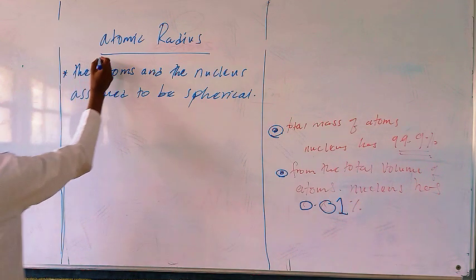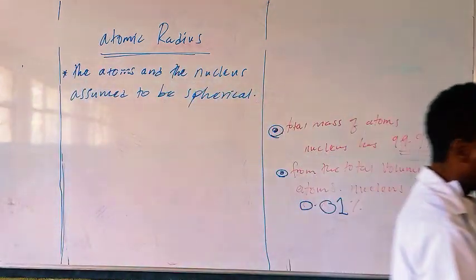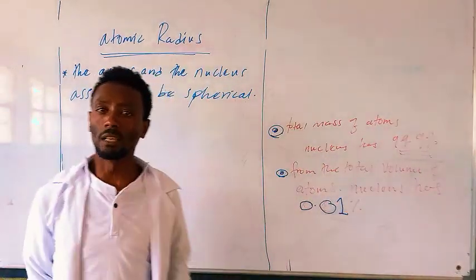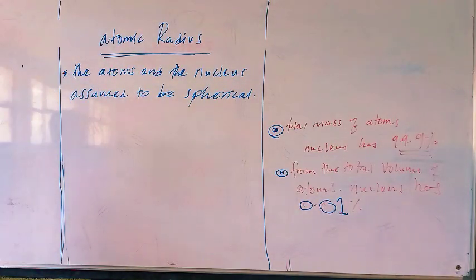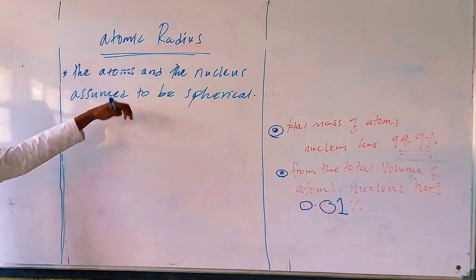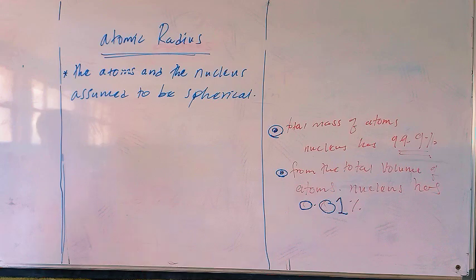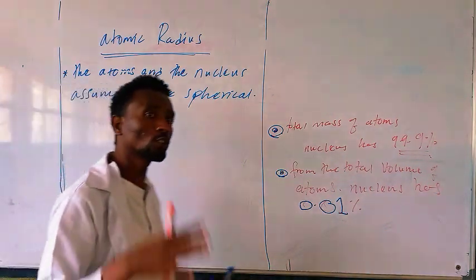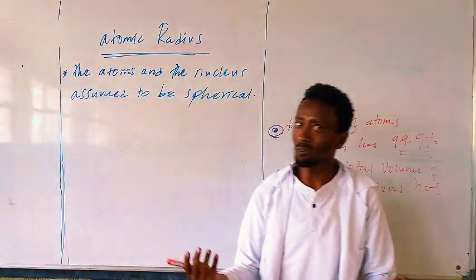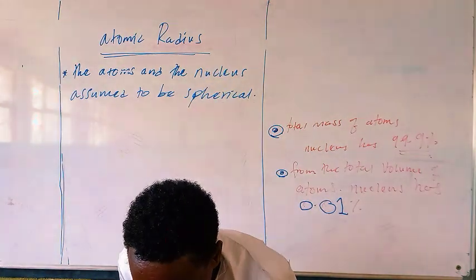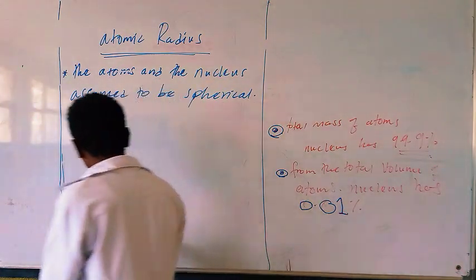Okay, let us come to atomic radius. As we said, atom and the nucleus are seen to be spherical. So if it is spherical, is it possible to calculate the radius of an atom?